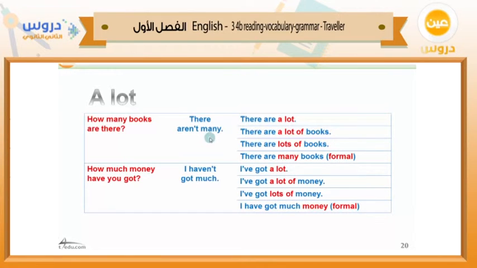There aren't many. Or how much money have you got? We use many books because books are countable. How much money? Money, you don't know how much. So we consider it here uncountable. Maybe you have 10 reals, maybe you have 100 reals, maybe you have 71, 75. You're not sure. So the answer here, how many books are there? There aren't many. And when you say how much money have you got, I haven't got much.